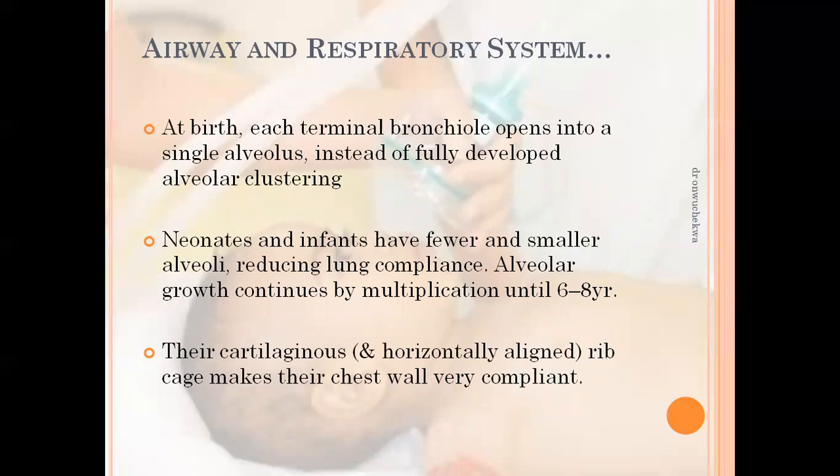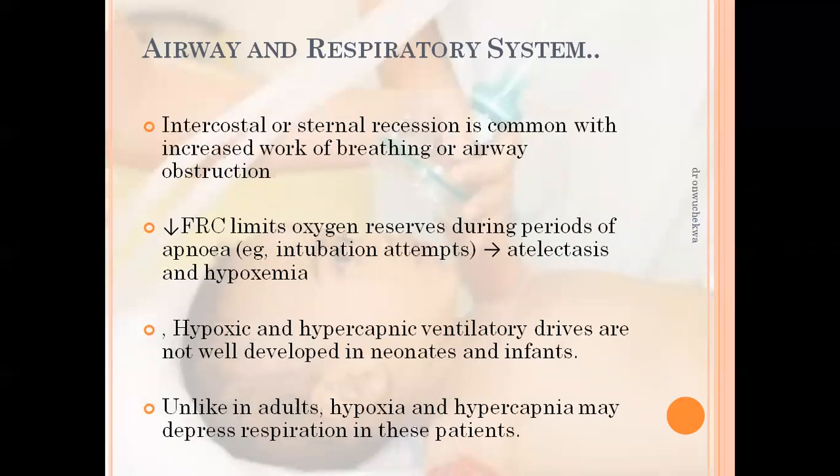At birth, each terminal bronchus opens into a single alveolus instead of a fully developed alveolar cluster. Neonates and infants have fewer and smaller alveoli, reducing the lung compliance. Alveoli growth continues by multiplication until 6 to 8 years of life. Their cartilaginous rib cage makes their chest wall very compliant, as opposed to the lung compliance, which is quite reduced. Intercostal and sternal recession is common with increased work of breathing or airway obstruction.